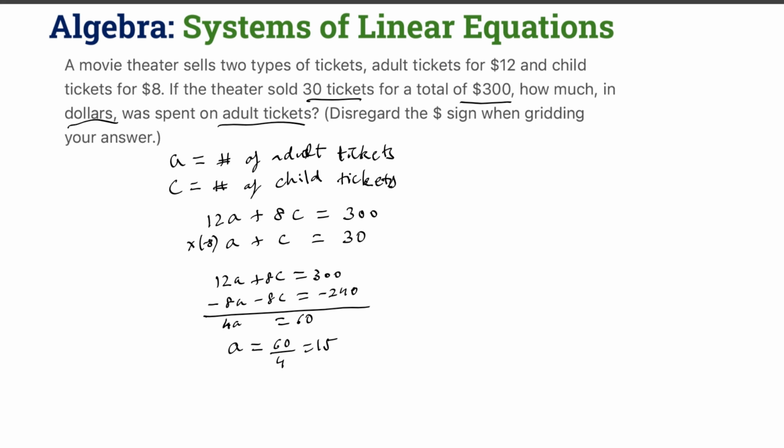And we need to find the dollar amount spent on the adult tickets. So the dollar amount on adult tickets is going to be equal to 12A, which is 12 times 15, which is going to be equal to 180. Okay, so the answer is 180.